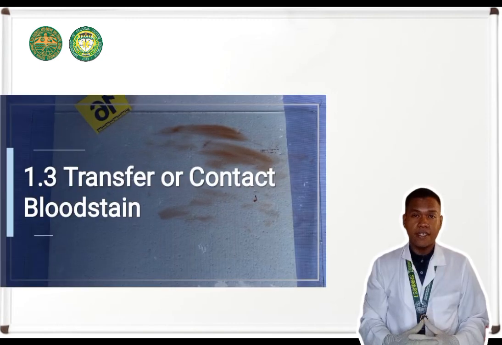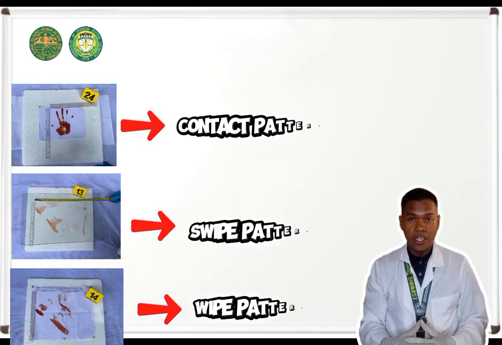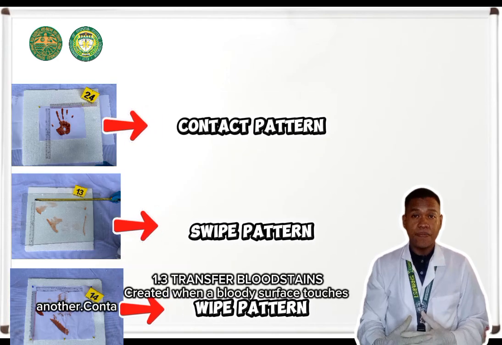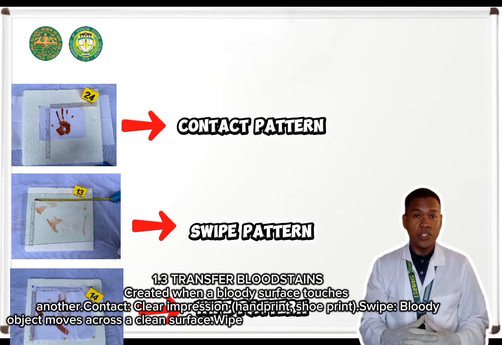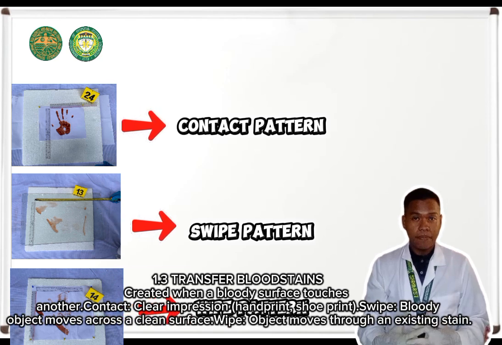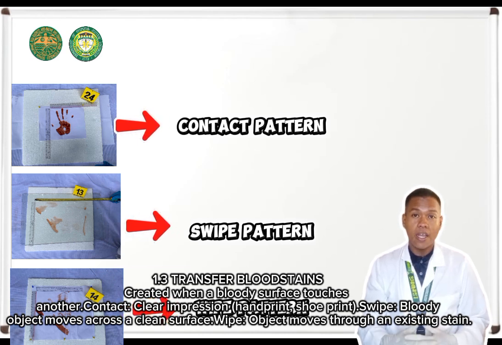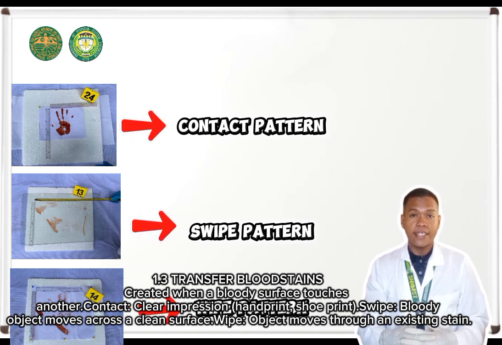Transfer bloodstains are created when a bloody surface touches another, like contact with a clear impression, handprint, or shoeprint. Swipe: a bloody object moves across a clean surface. Wipe: an object moves through an existing stain.